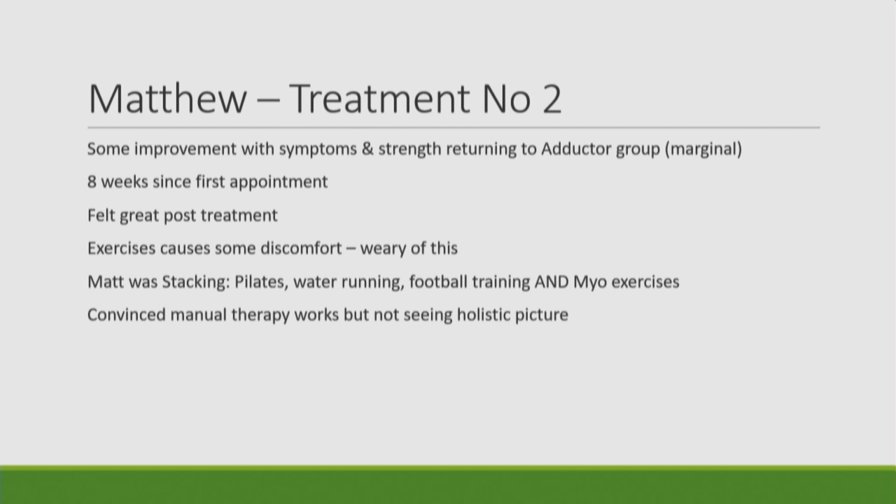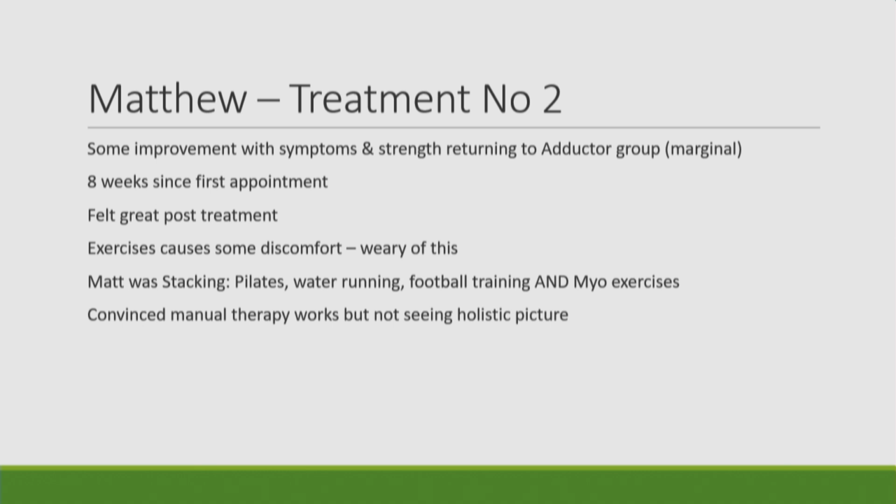So the second treatment, he came in about 8 weeks later. We saw a little bit of change, but it wasn't that much. It wasn't anywhere near what I thought I would be able to see. He felt great after the manual therapy. He did the exercises and they were causing a little bit of discomfort and he was wary of that, and that might have been a reason why he wasn't as compliant. Basically, he wasn't doing what I wanted him to do. He wasn't doing them 4 times a week. He was doing them once at best. So I had to really reinforce that compliance with him. I don't think I did a good enough job with that.